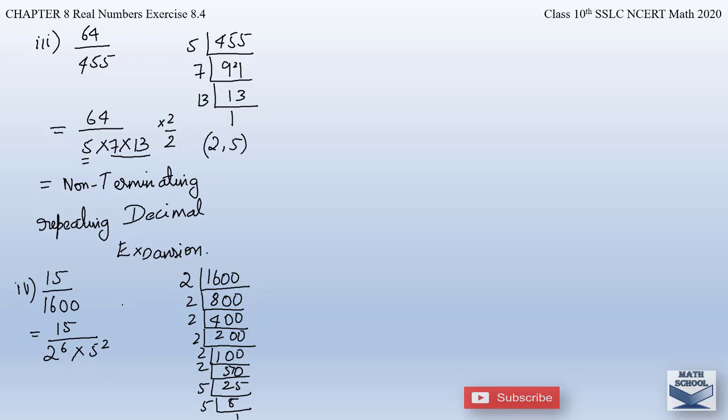Here we can observe that the denominator has the pairs of 2 and 5. Therefore, we can say that the rational number here is a terminating decimal expansion. Now for question number 2, we have to find the decimal equivalent for the rational number which is a terminating decimal expansion. So multiplying the numerator and denominator by 5 power 4 to make the powers equal, we get 15 divided by 2 into 5 the whole power 6.